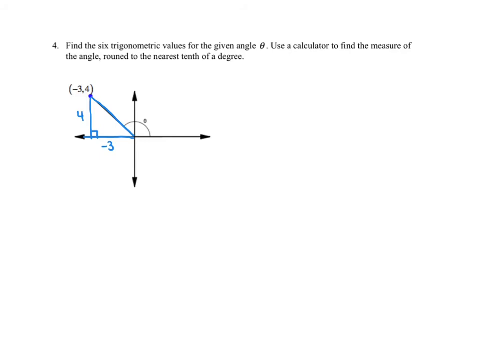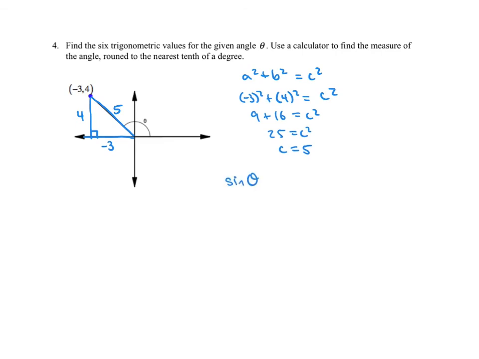And then if we do Pythagorean theorem, a squared plus b squared equals c squared, -3 squared plus 4 squared equals c squared, we get 9 plus 16 equals c squared, 25 equals c squared. Take the square root of that, and it has to be a positive value. R is always positive. We get c is equal to 5. So that will be the R. So now we're going to evaluate each of the 6 trigonometric functions.